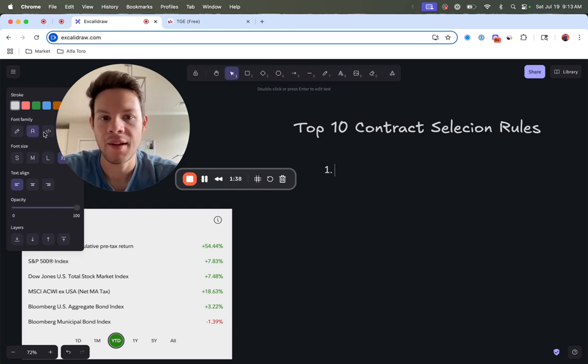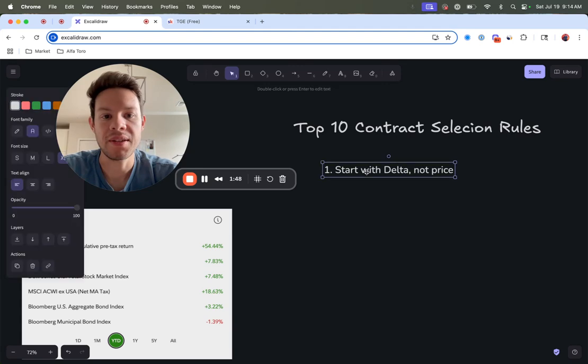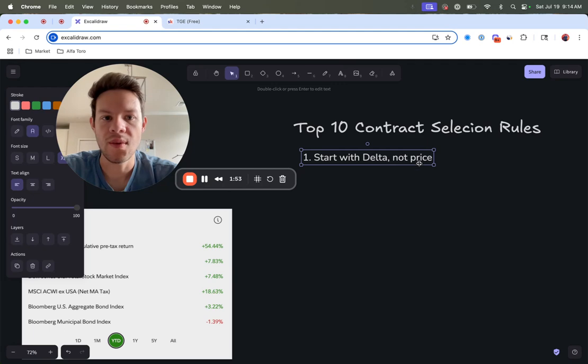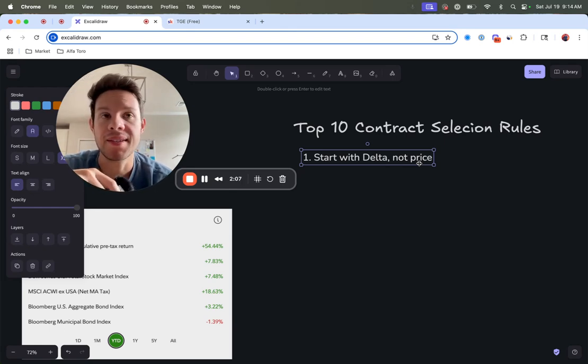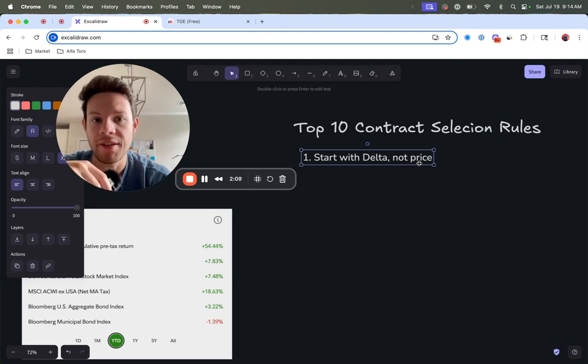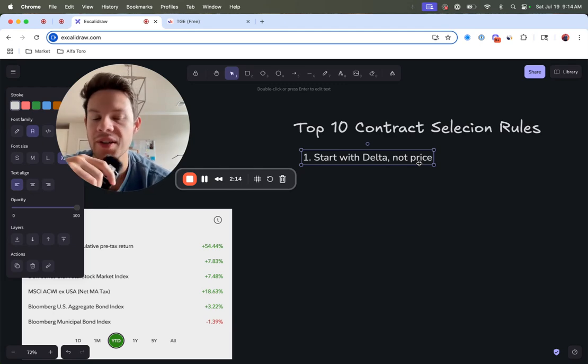Number one, let's say, start with delta, not price. What I mean by this is that there's a lot of traders out there who, when they're getting into a contract, say, oh, I want to aim for the 120 strike, the 120 price level of a stock, like for example PDD, because that's the price target that you have set out. And that's okay. In a way, that's a fine price target. You have your own reasoning for that.